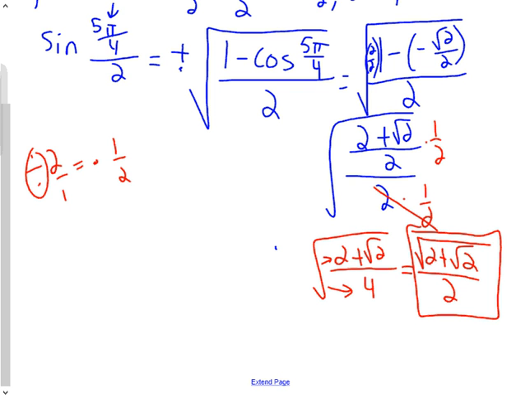Again, emphasis is on you need to figure out what the plus or minus is before you even get into simplifying. You need to figure out if it's plus or minus. And right now I know it's plus, and we're good to move on. Cosine of 5 pi 12.